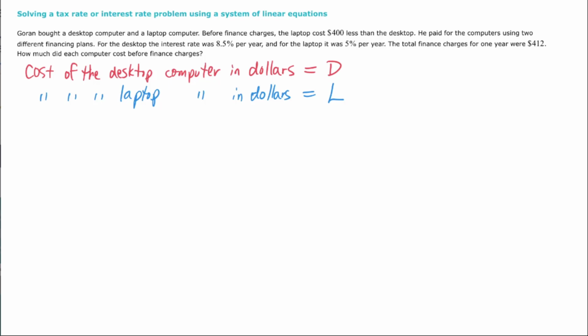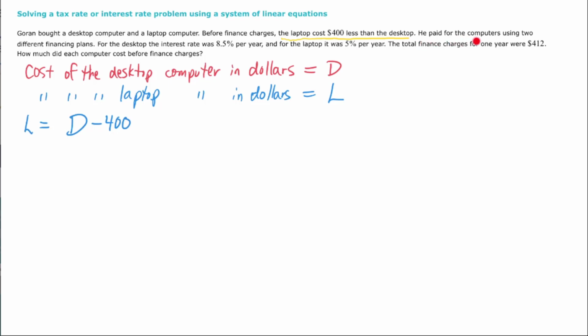Now looking back at this, we know right here the laptop costs $400 less than the desktop. So what does that mean? That means L is equal to $400 less. So we have to subtract $400 from a certain amount. That certain amount is actually the cost of the desktop. Let's move on to the next sentence. Remember, you could read this problem over and over again. It takes a little bit of practice.